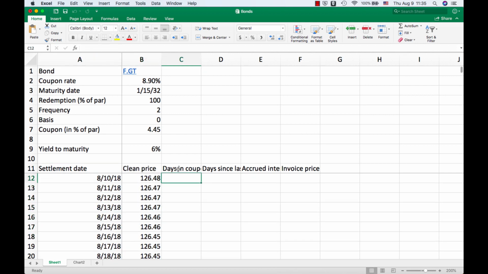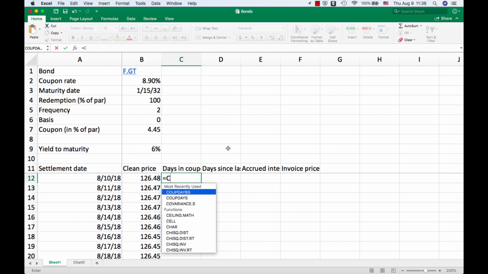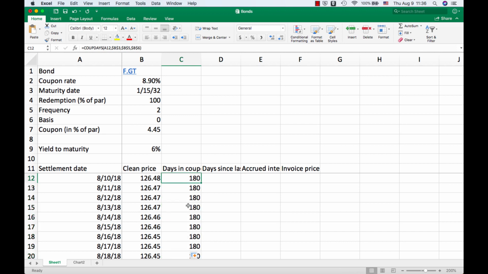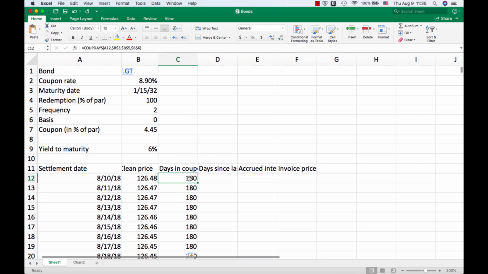Now to the second part, we have to figure out the accrued interest so we can calculate the invoice price over time. So firstly, we need the days in each coupon period, and there's a function in Excel. It's called coupdays. It asks for the settlement date, the maturity date, making this absolute, the frequency, making this absolute, and the basis, making this absolute. It shows how many days are in each coupon period. And unsurprisingly, that's 180, because a bond assumes that every month has 30 days and there are 360 days in the year.